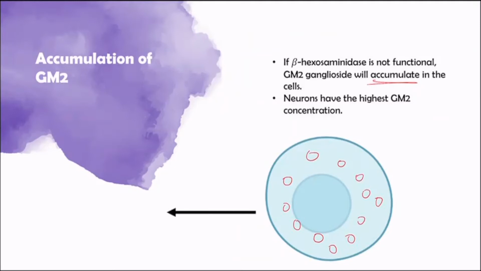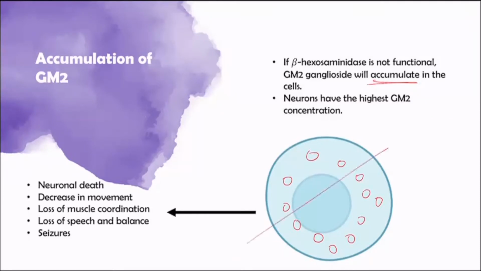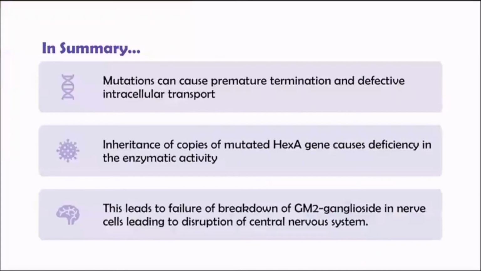And when there's accumulation of GM2, it can result in neuronal death. That is, death of the cell. And this can have impacts on the human body. So you'll see physical impacts such as a decrease in movement, loss of muscle coordination, loss of speech and balance, and then you can also have such conditions as seizures.